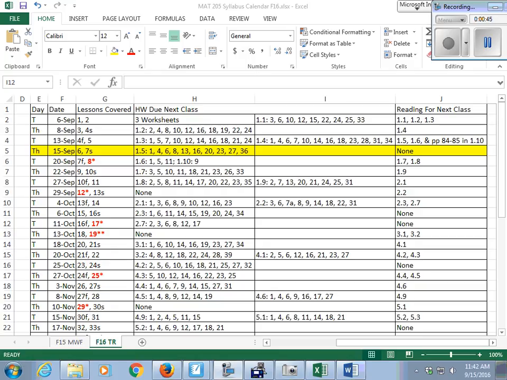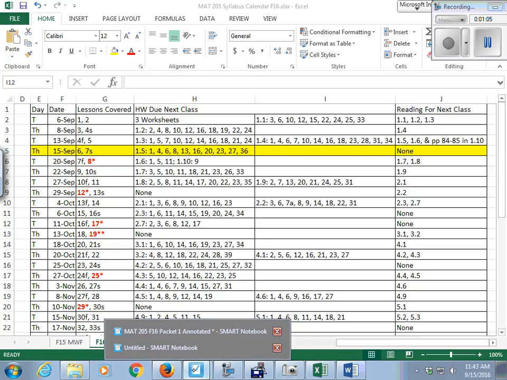So the group part will really help you sort of get everything settled in your brain, and I'll even come around and look at what you're doing and discuss with you. It's more like a practice quiz. And so there's no reading for next class. Just prepare for the quiz.